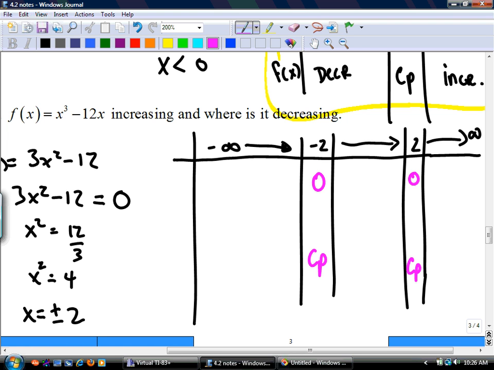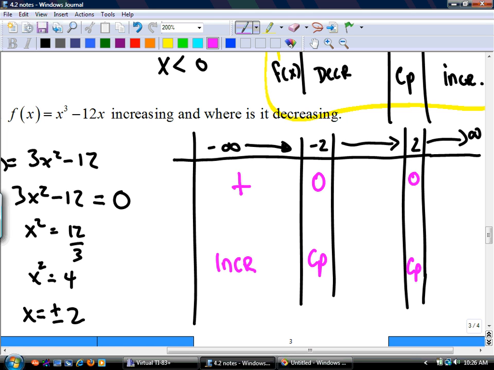Everybody pick a number between negative infinity and negative 2. Negative 7 million. 3 times negative 7 million squared minus 12. Is that answer positive or negative? Positive. Increasing.